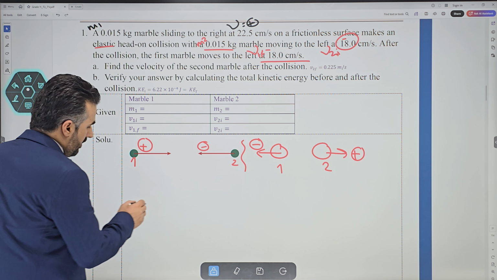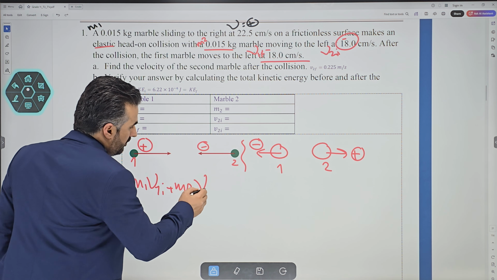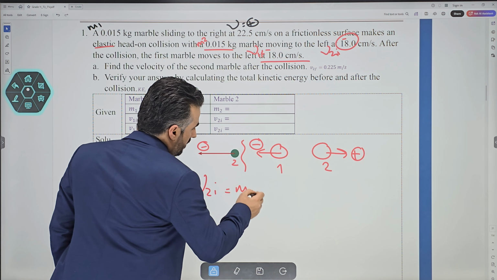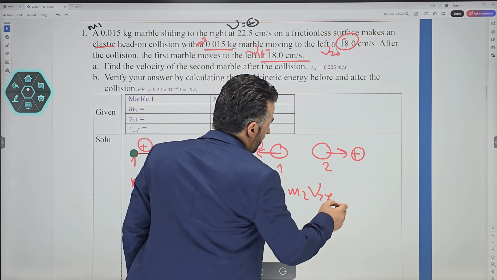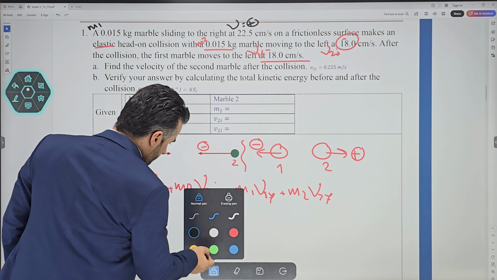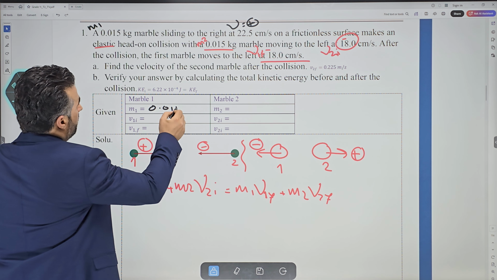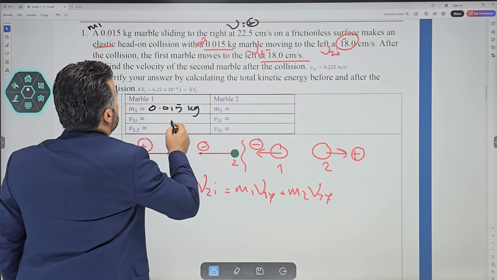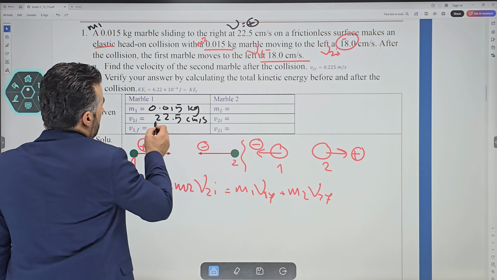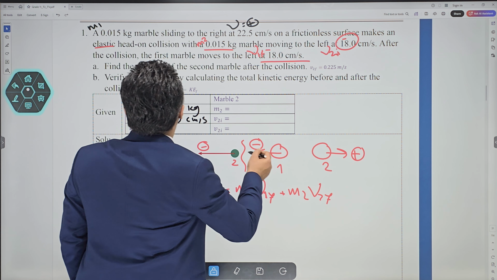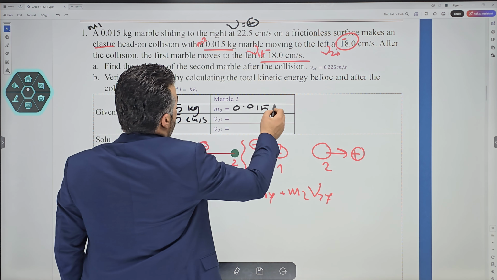They collide and rebound. For the equation, we can say m1 v1 initial plus m2 v2 initial equals m1 v1 final plus m2 v2 final. Now all you have to do is plug in the numbers. You could write it down. It is 0.015 kilogram, and the velocity was to the right, which is 22.5 centimeter per second, positive. What is the mass of the second one? 0.015. So you can see these are the same masses, kilogram.